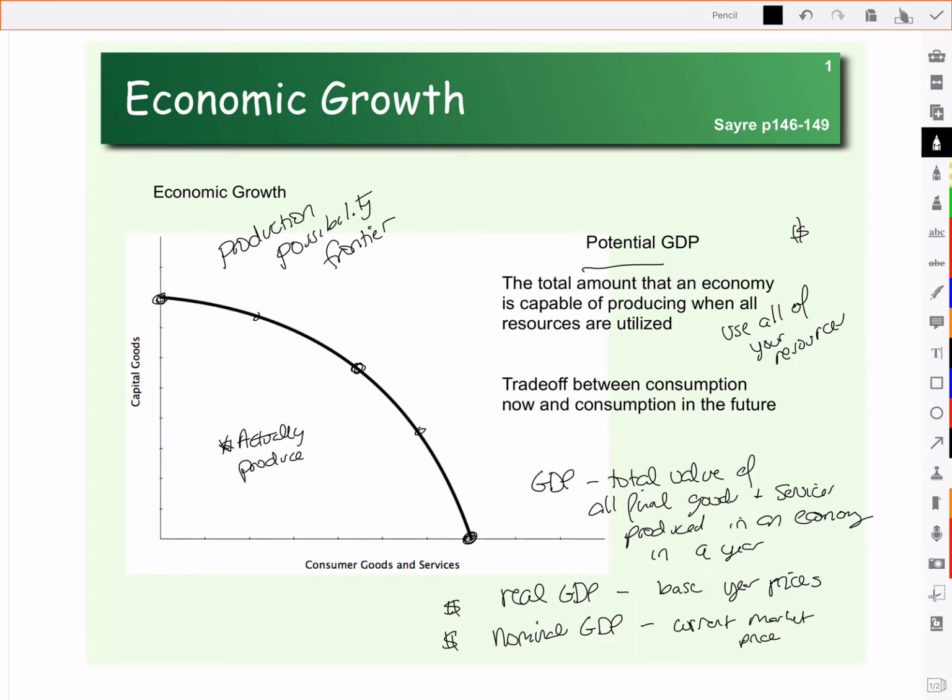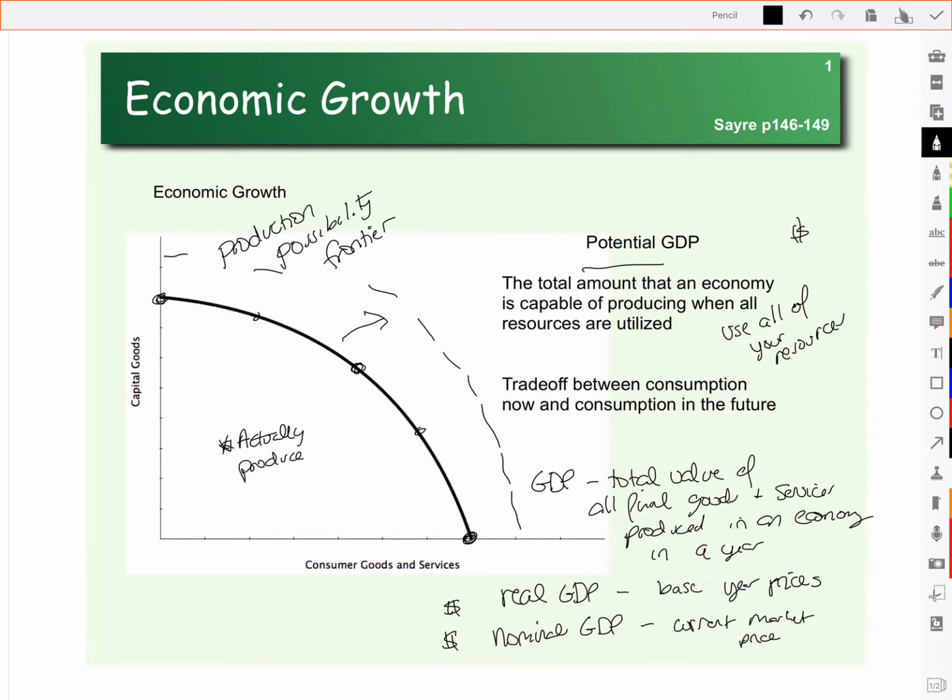Well, today's topic and this week's level is about economic growth. That is, how do you get that production possibility frontier and this potential GDP to shift outward? How do we get more of all kinds of goods and services? That's sustainable economic growth.